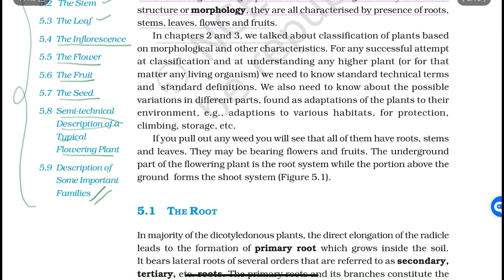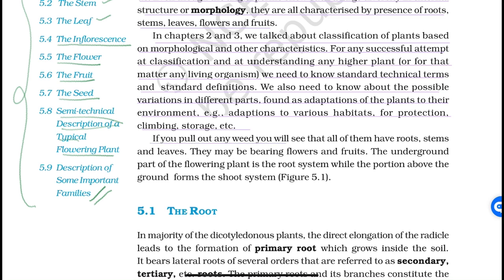In Chapters 2 and 3, we talked about classification of plants based on morphological and other characteristics. For any successful attempt at classification and at understanding a higher plant, or for that matter any living organism, we need to know standard technical terms and standard definitions. We also need to know about the possible variation in different parts found as adaptations of the plants to their environment, for example, adaptation to various habitats for protection, climbing, storage, etc.